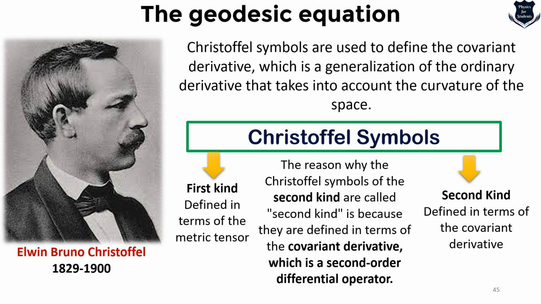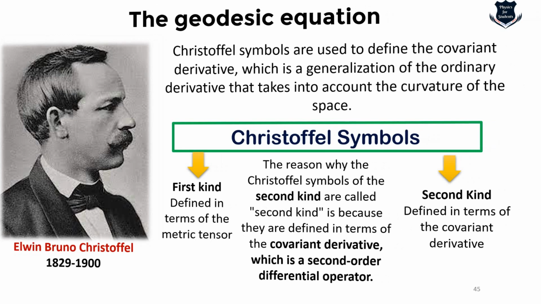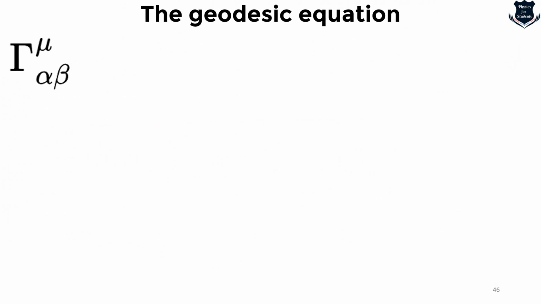So there are two kinds. We are dealing with the second because it is a second order derivative, and we have seen that the first order in terms of the metric tensor can also be done, but however we are not dealing with that. Okay, so we come to this Christoffel symbol.